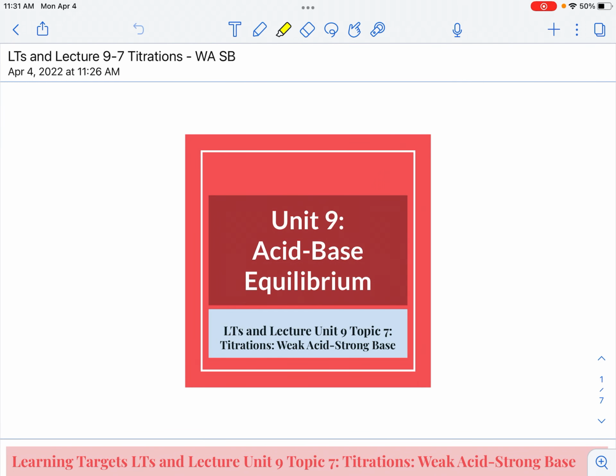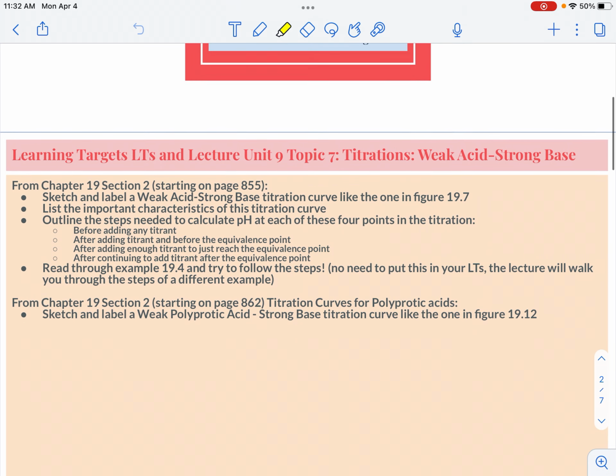This is lecture 9.7, which is going to build on what you know about titrations for titrations with a weak acid and a strong base. So you'll be starting with a weak acid in the flask and adding a strong base, and this adds in the equilibrium element to what you already know about titrations. So it starts to get a little bit confusing.